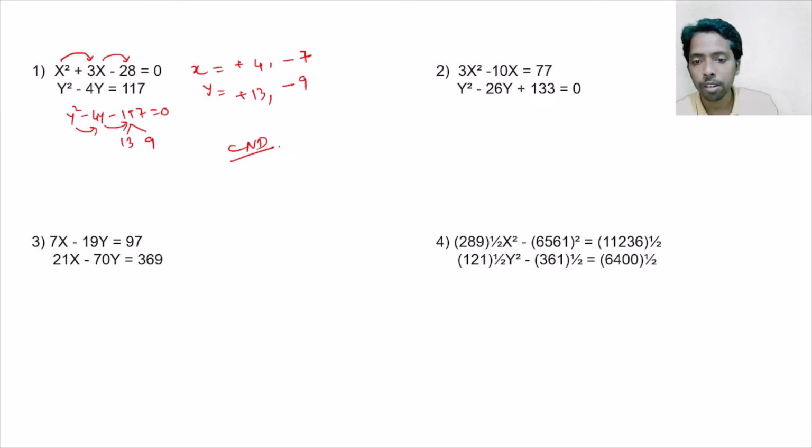Moving to next. 3 and 77. This is 3x square minus 10x minus 77, which is equal to 0. So 77 is 7 into 11 we can write. 3 into 7, total factors here are 3, 7 and 11. So this is 21 and 11 we can take. Now this difference simply gives 10. So this is one sign change. Check the number of sign changes, and then try to implement the signs in these two factors, two roots. So 21 and 11.